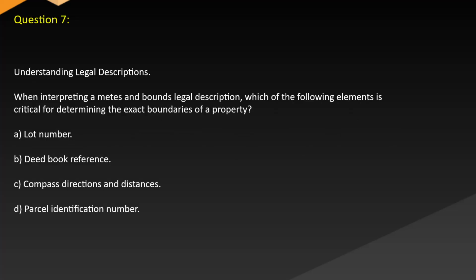Question 7. Understanding legal descriptions. When interpreting a metes and bounds legal description, which of the following elements is critical for determining the exact boundaries of a property? A. Lot number. B. Deed book reference. C. Compass directions and distances. D. Parcel identification number.